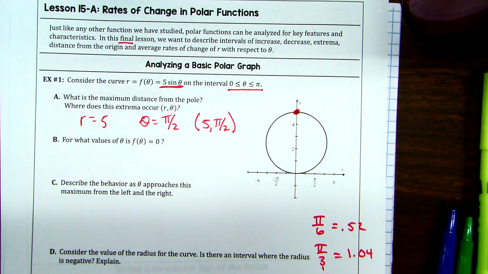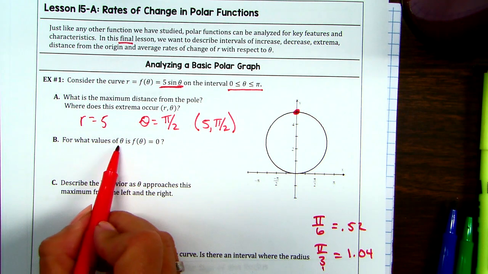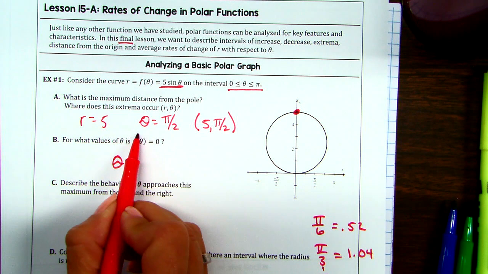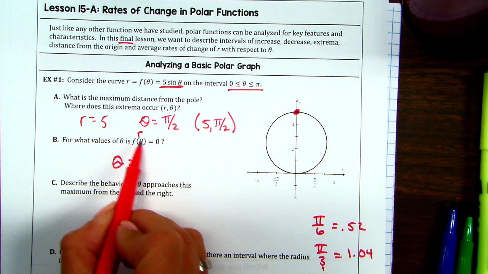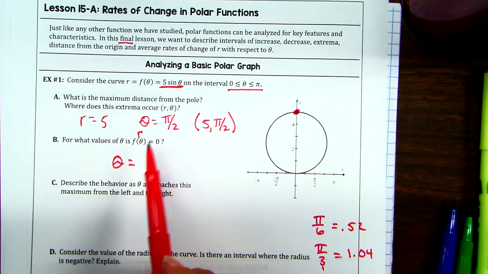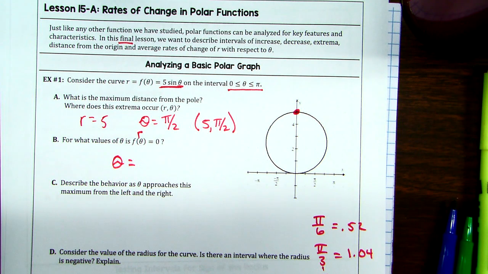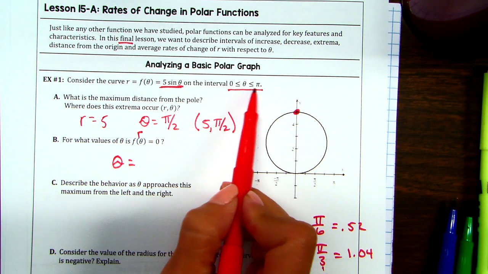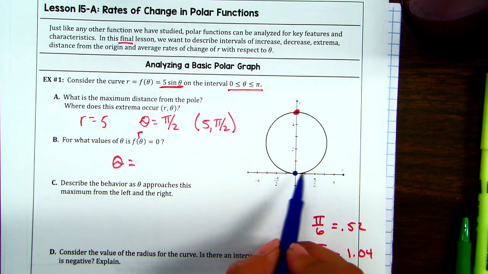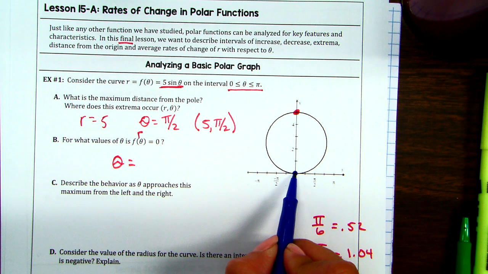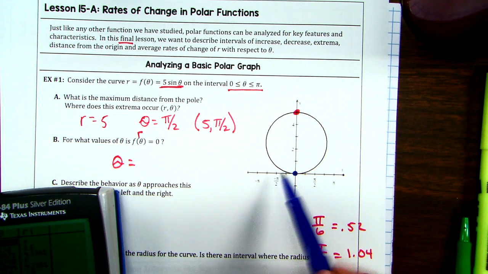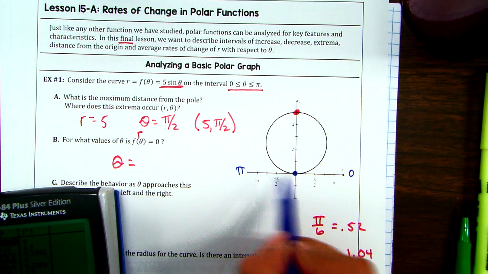This next one is about zeros. What are your zeros? It's a little bit different. For what values of theta, so our answer is going to be theta equals something, where f of theta equals 0. That's code for where is r 0, at what angles. Like where are my x values 0, at what y values. But here it's r. If we were not using our calculator, we would have to plug values in. I would plug in 0 and pi. Those would be the two that I would plug in because of where the 0 is and where the points are.